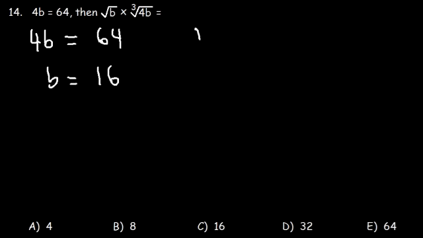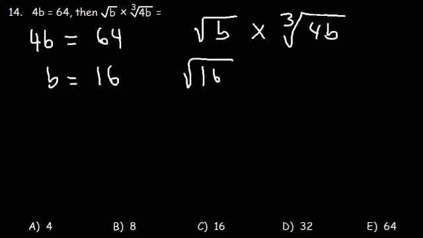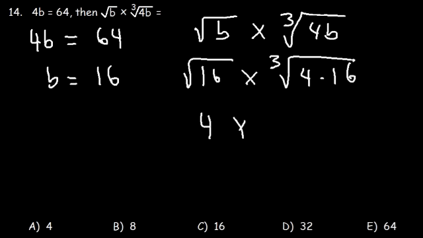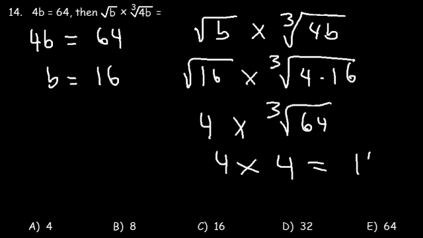So now we can find out what the value of this expression is equal to. So let's plug in 16 for b. The square root of 16 is 4, and the cube root of 4 times 16, which is 64, is a number times a number times a number that equals 64, and that's 4. 4 times 4 times 4 is 64. And 4 times 4 is 16. So C is the correct answer for this problem.